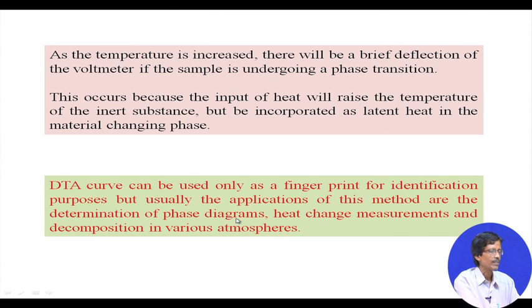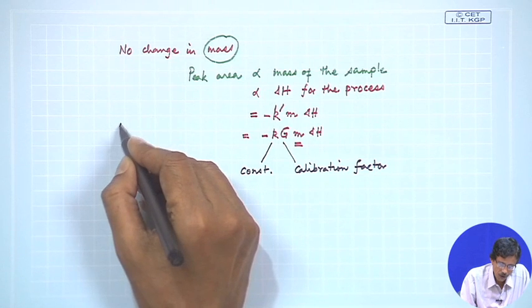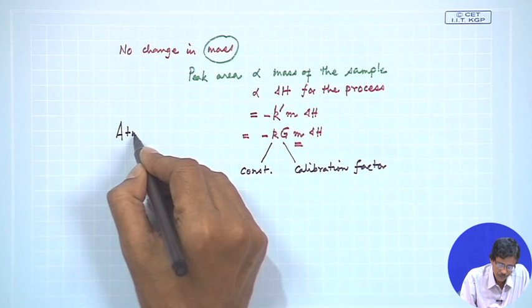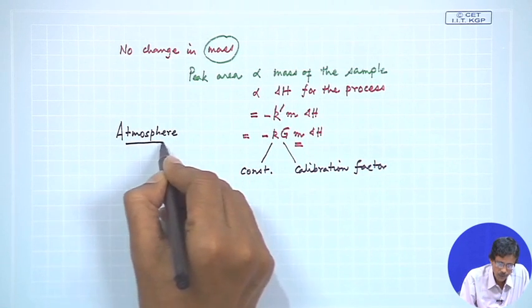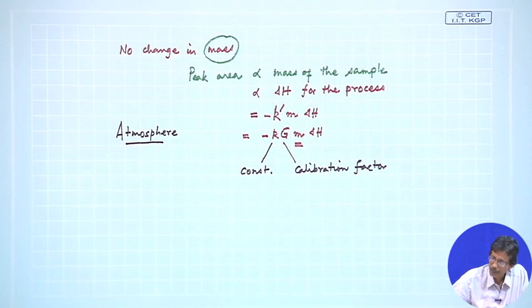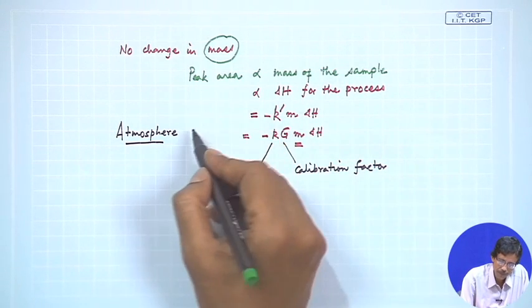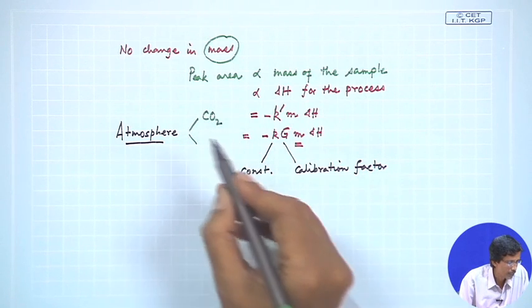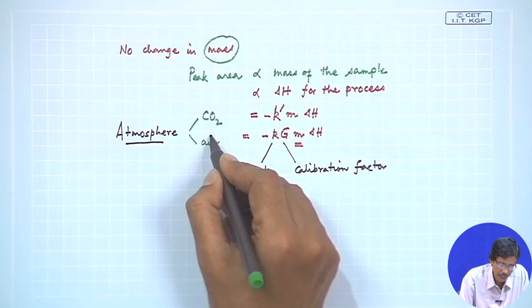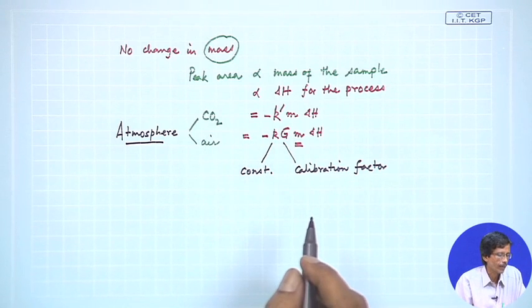So, this particular type of fingerprint identification or calibration is the usual application of this method, along with the determination of phase diagrams. Ultimately, what we get is the phase diagram, heat change measurements, and decomposition in various atmospheres. So what are those various atmospheres? The effect of the atmosphere is very important, if we simply compare the two, that is, a carbon dioxide atmosphere and an air atmosphere.